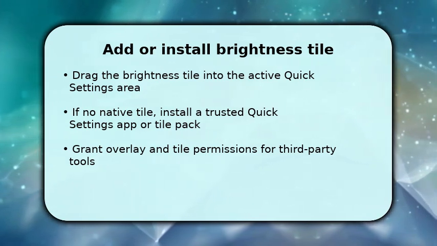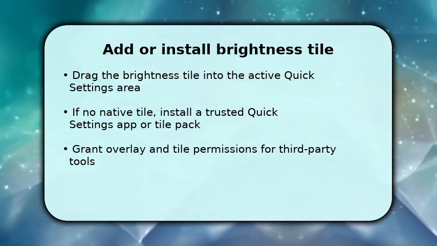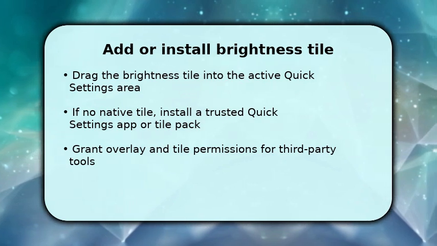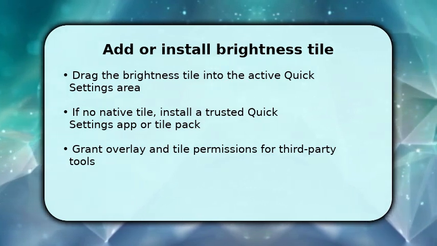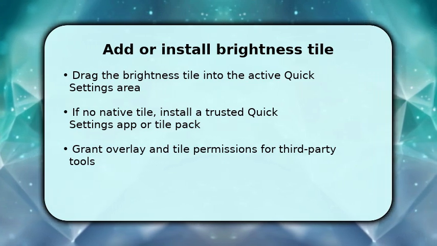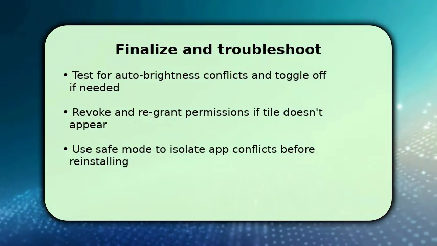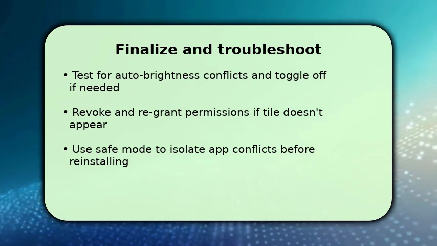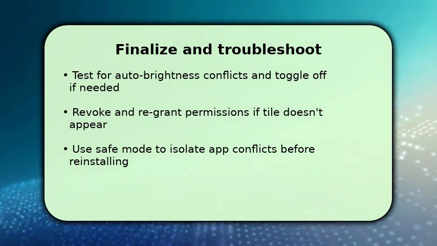Once the tile is placed, test it. Pull down the shade and use the slider to verify immediate brightness control and responsiveness. You finish by testing the slider across different apps and with auto brightness on and off. Sometimes auto mode overrides manual adjustments, so toggle it off to confirm.